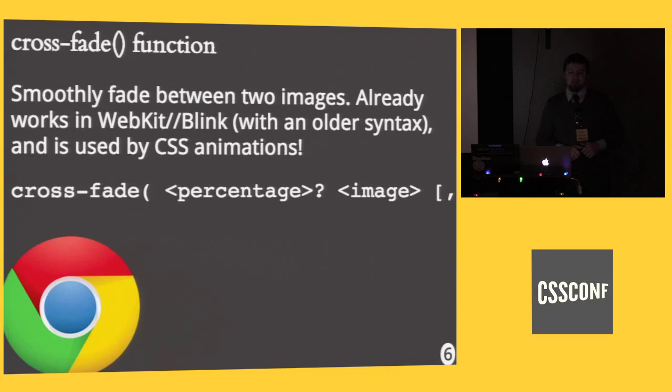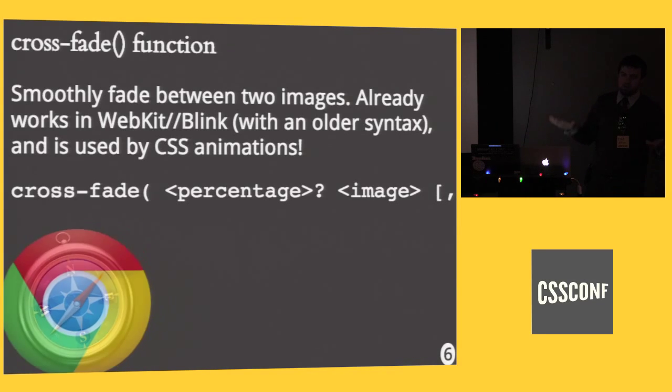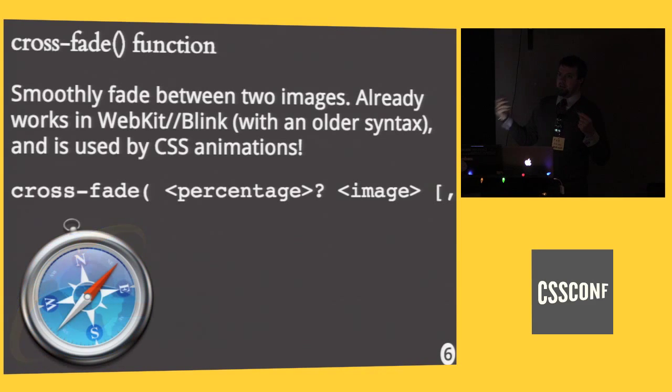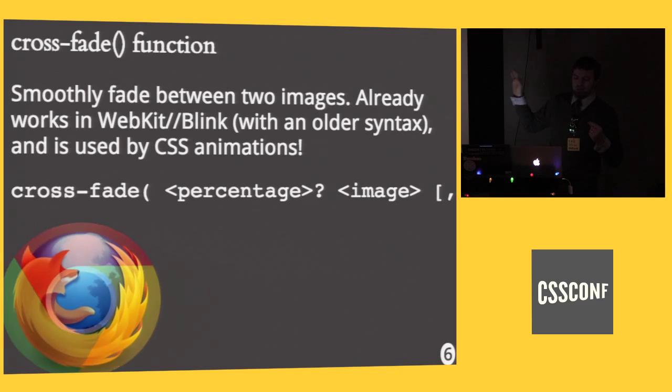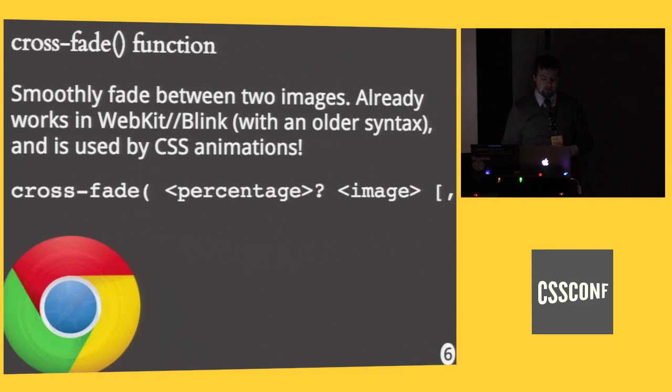The crossfade function lets you smoothly fade between 2 images. This currently already works in WebKit and Blink, Safari and Opera and Chrome. Slightly older syntax than what's presented here and in the spec, but we'll change to it whenever we unprefix.